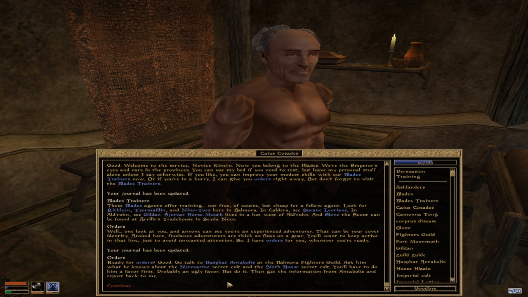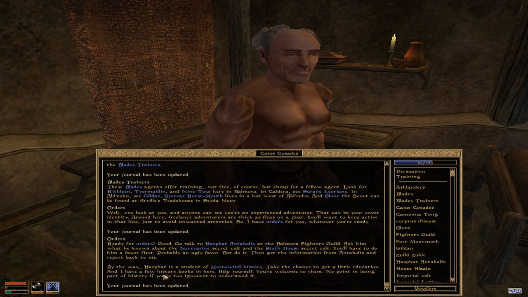Good. Go talk to Hespat at Antabolis at the Balmora Fighters Guild. Ask him what he knows about the Nerevarine secret cult and the Sixth House secret cult. You will have to do him a favor, probably an ugly favor, but do it. Then get the information from Antabolis and report back to me. By the way, Hespat is a student of Morrowind history. Take it as a chance to get a little education. And I have a few history books in here.